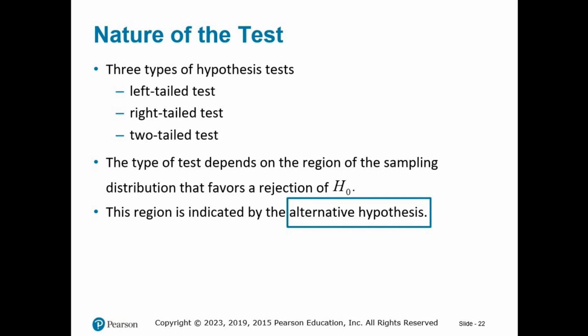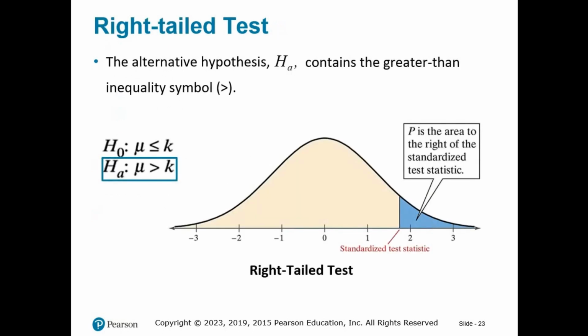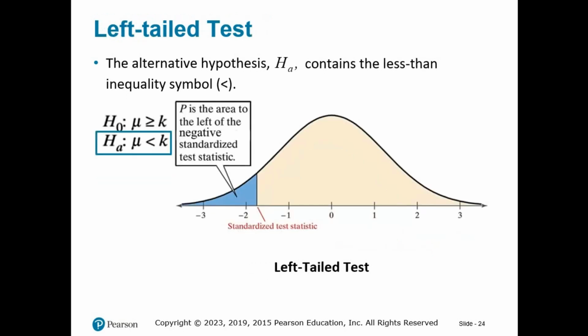Let's look at the right-tailed test first. The alternative hypothesis H sub A reads mu is greater than k. So if you look at the graph, P is the area to the right of the standardized statistic. That's called a right-tailed statistic. Makes sense, right? The area filled in is on the right. Now the left-tailed statistic. H sub A reads mu is less than k, and P is the area to the left of the negative standardized test statistic.